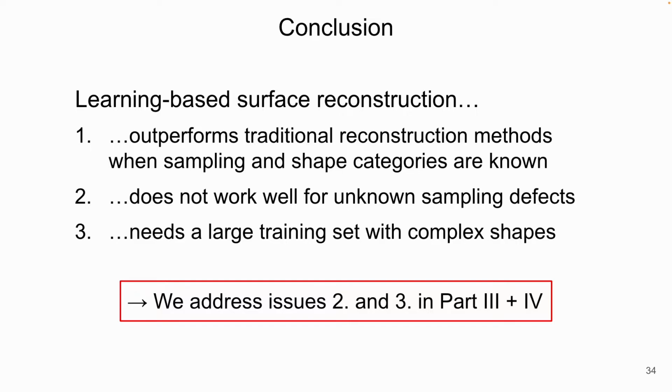So to summarize this, learning-based surface reconstruction outperforms traditional reconstruction methods when sampling and shape categories are known. But the tested learning methods do not work well for unknown sampling defects. And they need a large training set with complex shapes. And we now address these two issues in 2 and 3 in the next 2 parts.